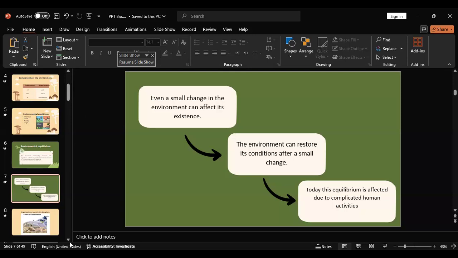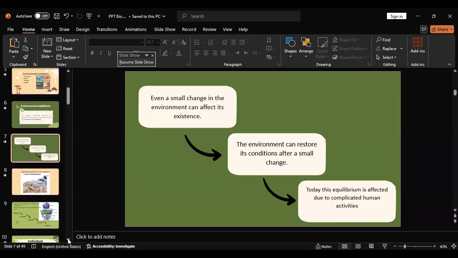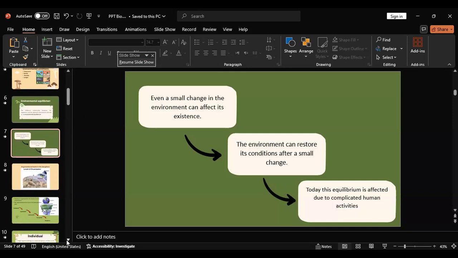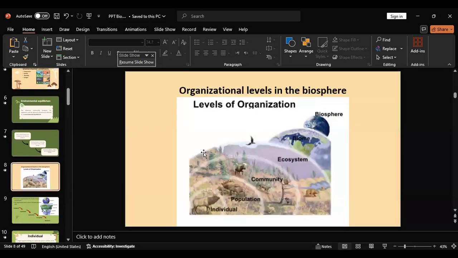Right, the next one. So until now we have studied what the environment is, what the components are, what the environmental condition is, and what equilibrium is. Next we will move on.